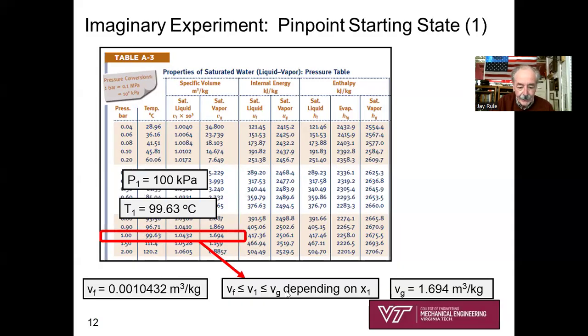It's boiling. And let's write down V sub F and V sub G. V sub F is going to be 0.00104. V sub G, 1.694 cubic meters per kilogram. And so we're going to look at 3 different qualities. We're going to have an X1 of some number, and then we're going to change it, and then change it again, and look at those examples. So V1 is going to be bigger than or equal to V sub F, and less than or equal to V sub G because we've got a saturated mixture.